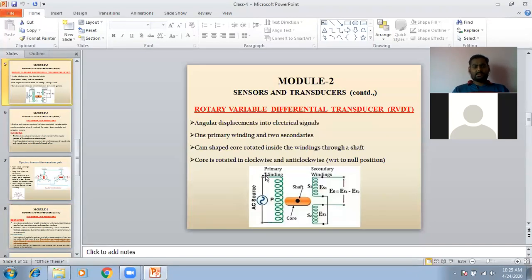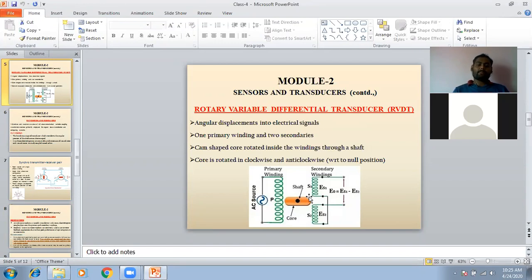After this, the very important one, which has been asked many times in the examination, is the rotary variable differential transducer. The construction is the same as the LVDT, the linear variable differential transducer we have discussed in the class, right? So this rotary variable differential transducer, that is RVDT. So this is the construction.